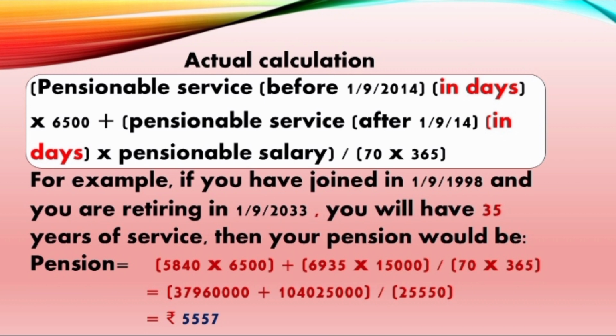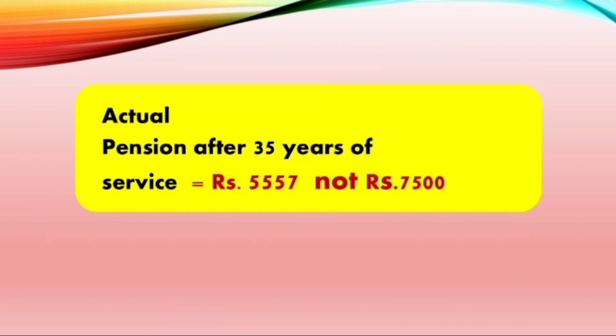Now, for example, if you have joined on September 1st, 1998 and you are going to retire on September 1st, 2033, you will have 35 years of service. Then your pension would be, you can see the calculation here, only rupees 5,557. So what we have seen earlier was that we would get rupees 7,500, but that is wrong. You are going to get only rupees 5,557 in 35 years of service, that is when you retire in 2033.